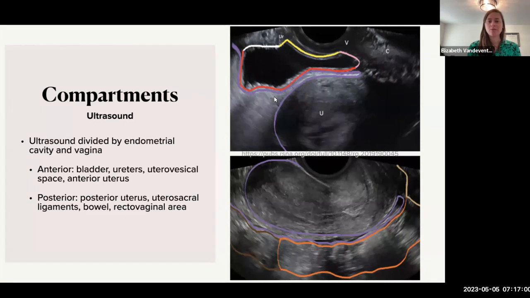It's composed of the uterovesical space, which is seen here, and the anterior part of the uterus, anterior to the endometrial cavity. The posterior compartment then, so if we're splitting it just like this, down the cervix and along the vagina, is composed of the posterior wall of the uterus, the pouch of Douglas or the rectovaginal space, and then you have the bowel. So you'll have the rectum here, and then you'll have the uterosacral ligaments, which aren't well seen on ultrasound until you have disease, but which we'll look at.